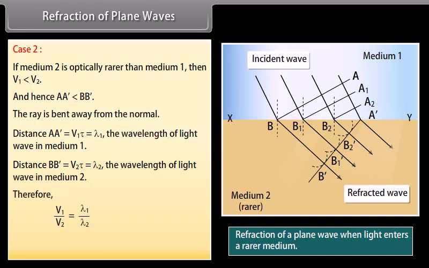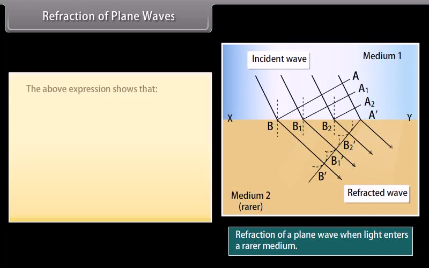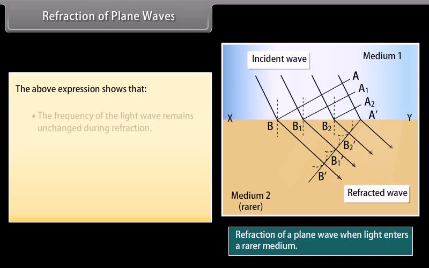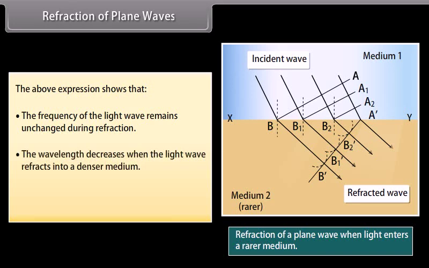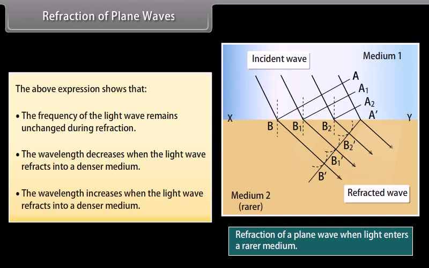Therefore, v1 by v2 is equal to lambda 1 by lambda 2, or it can be written as v1 by lambda 1 is equal to v2 by lambda 2 is equal to nu. The above expression shows that the frequency of the light wave remains unchanged during refraction. The wavelength decreases when the light wave refracts into a denser medium and the wavelength increases when the light wave refracts into a rarer medium.